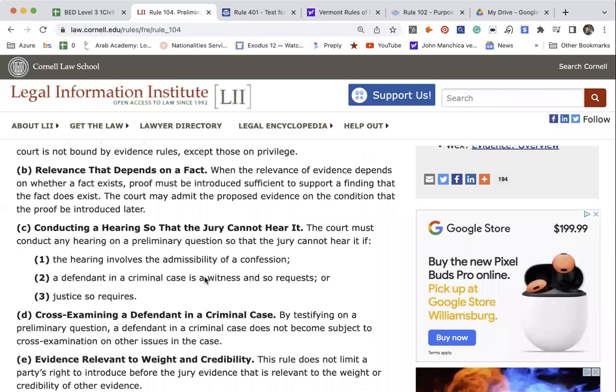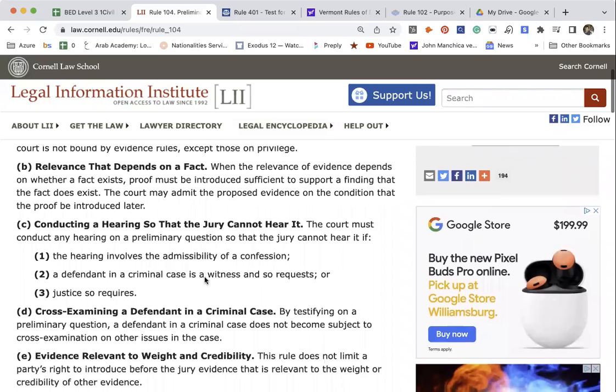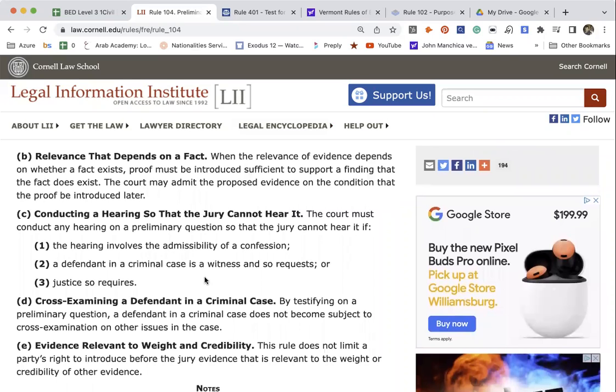C, conducting a hearing so that the jury cannot hear it. The court must conduct any hearing on a preliminary question so that the jury cannot hear it if, number one, the hearing involves the admissibility of a confession. Number two, a defendant in a criminal case is a witness and so requests. Or number three, justice so requires.